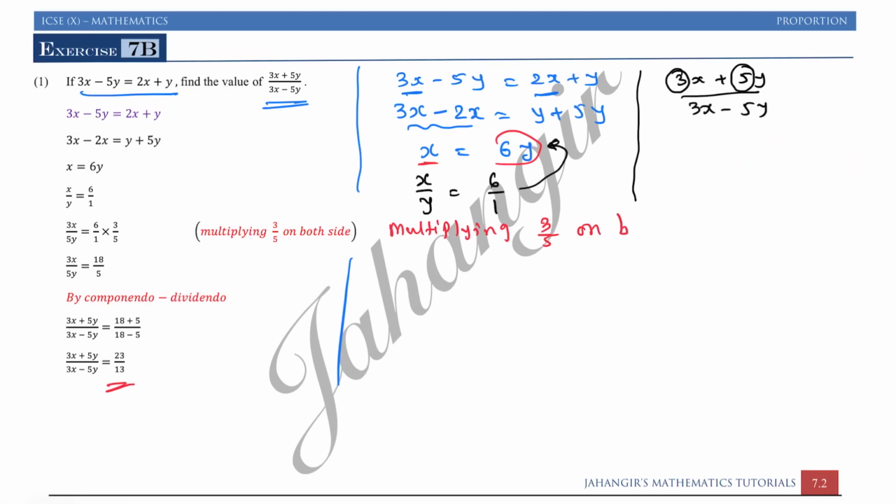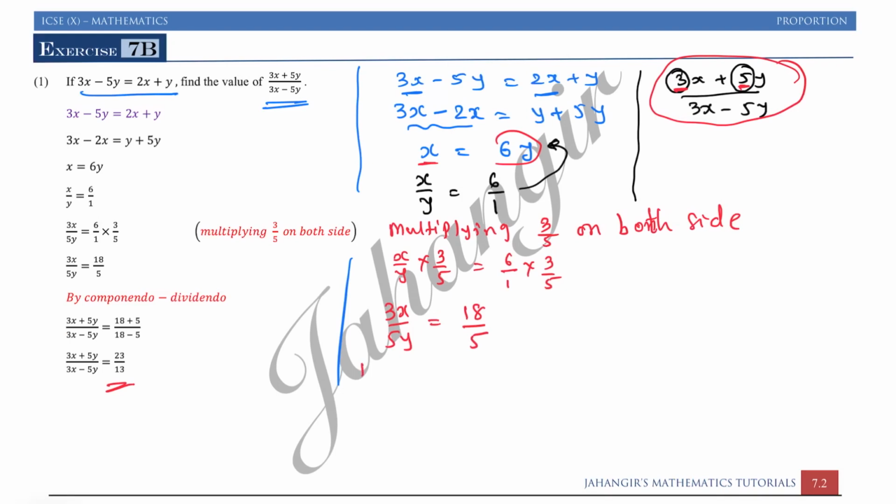So in properties we are going to use componendo dividendo, because if you see the answer, it's in the form of an a plus b upon a minus b pattern. First we will multiply 3 by 5. Looking at the answer, the x coefficient is 3 and the y coefficient is 5. So we will multiply 3 by 5 on both sides. So x by y into 3 by 5 is equal to 6 by 1 into 3 by 5. Let's write it properly: 3x by 5y is equal to 6 threes are 18 by 5.